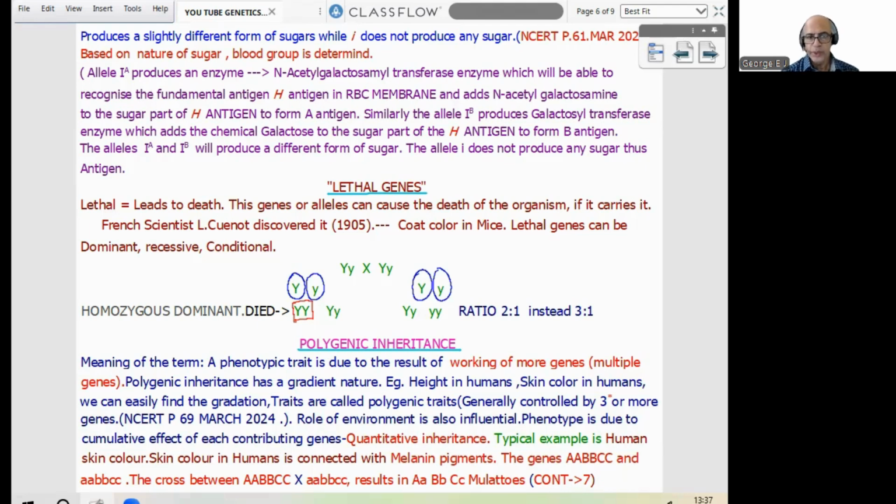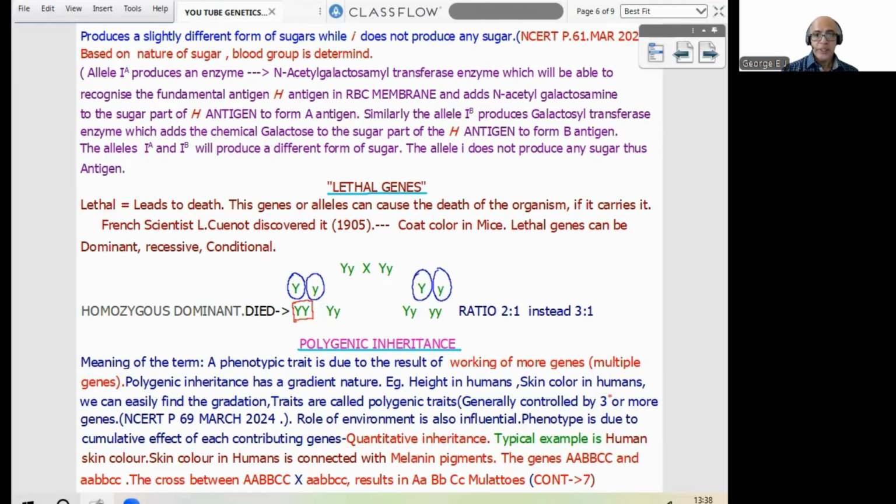Now we'll be proceeding to lethal gene. When we start with the lethal gene, what is the meaning of the term lethal? Lethal means leads to death. These genes or alleles can cause the death of the organism if it carries them. It was initially worked out by a French scientist, L. Cuenot, who discovered it in 1905. A famous example is coat color in mice, the yellow lethals.